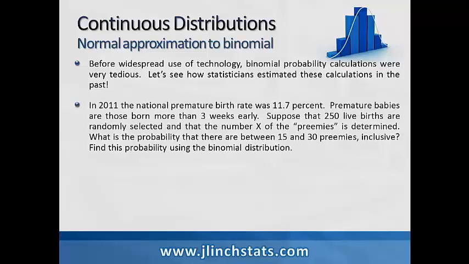Now in this example it says in 2011 the national premature birth rate was 11.7%. Premature babies are those born more than 3 weeks early. Suppose that 250 live births are randomly selected and that the number X of the preemies is determined. What is the probability that there are between 15 and 30 preemies inclusive?